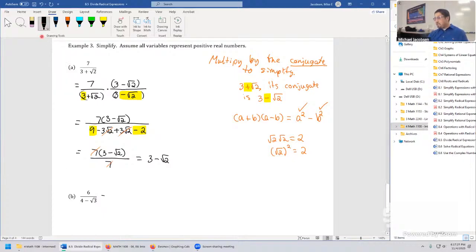We start off just like before. Let me recopy it so we know what the problem was we started with. 6 over 4 minus root 3. Then we multiply by the number 1, but just written in a slightly different form. The conjugate this time is different. The conjugate involves a plus. So we go 4 plus root 3 over 4 plus root 3.